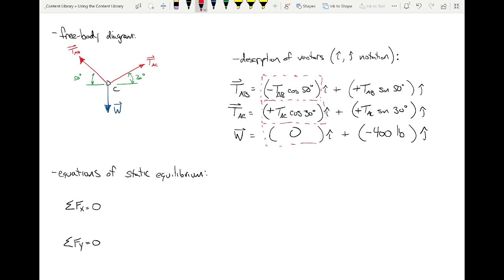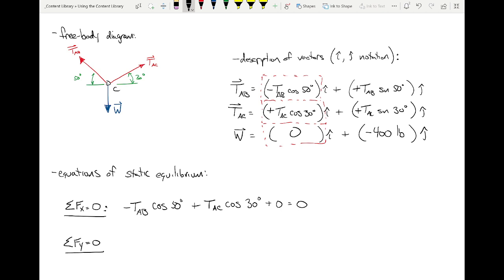Same thing with this. So what I can do is say, what is this equation if I write it out? What is the sum of the forces in the x direction? It is negative TAB cosine 50 degrees plus TAC cosine 30 degrees plus 0 is 0. Again, the sum of all the stuff in the x direction must be equal to 0.